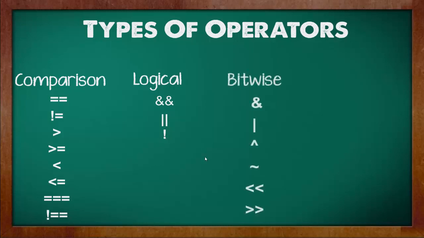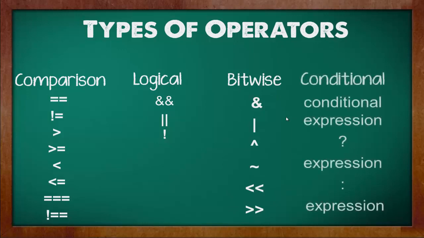The next operator is bitwise. Bitwise operators perform operations on every particular bit, exactly similar to our C language bitwise operators. There is no change in that.